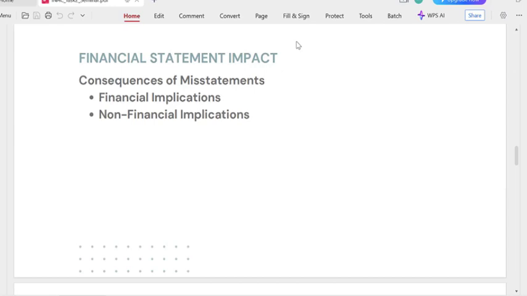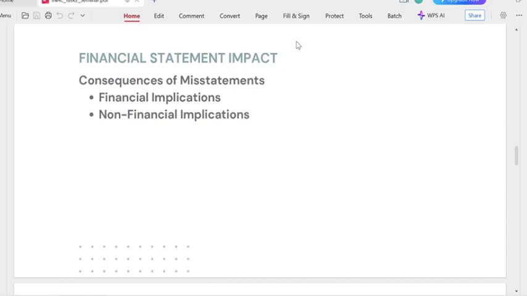Non-financial implication is, for example, if a customer learns that a company has been inflating its sales numbers, they might take their business somewhere else, right? So you have the reputational damage. This is your non-financial implication.